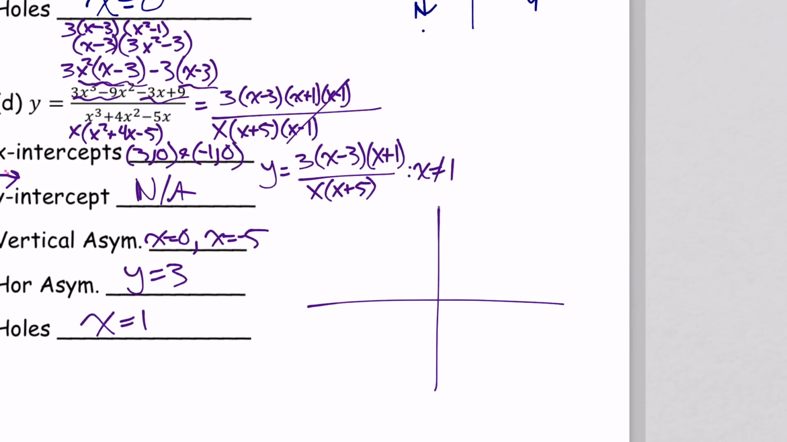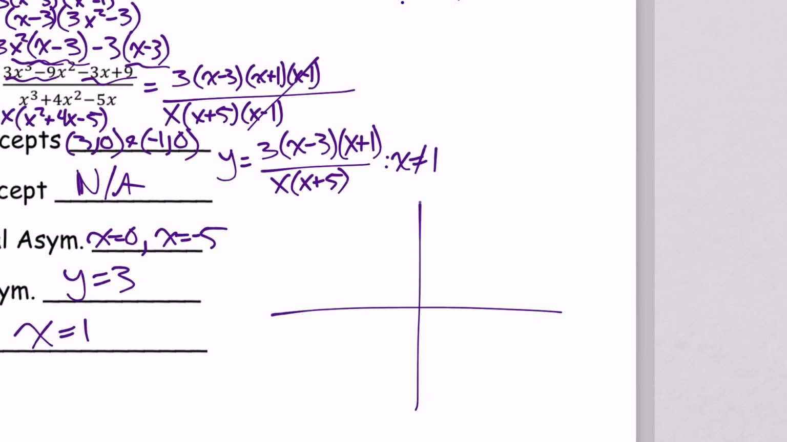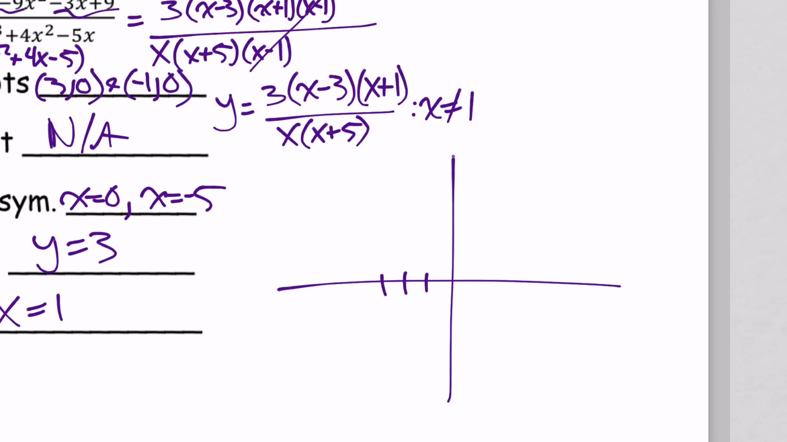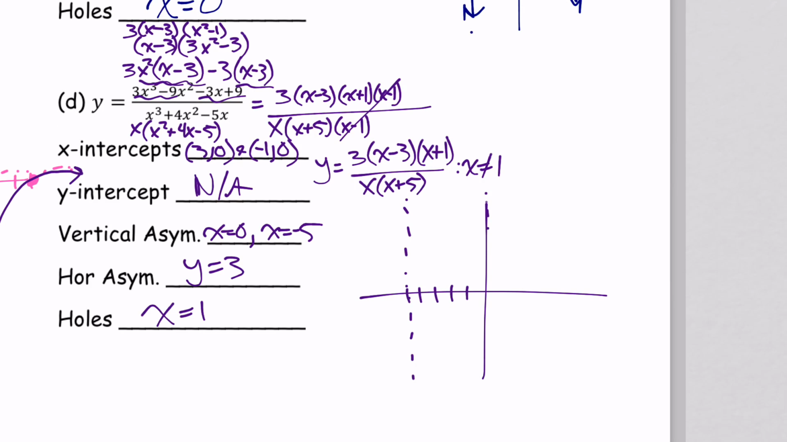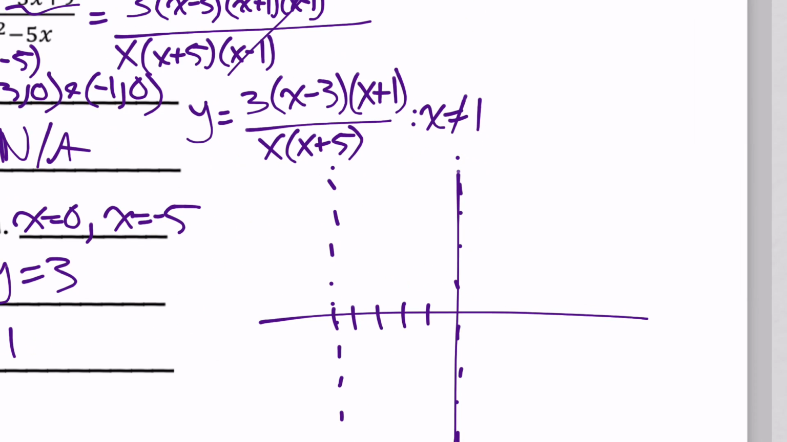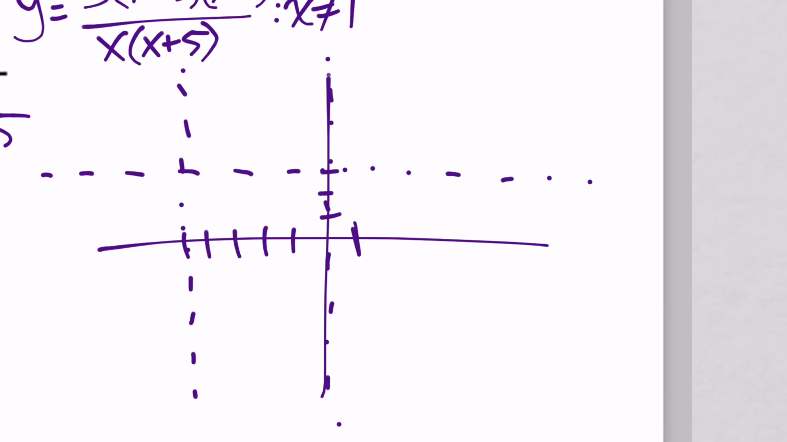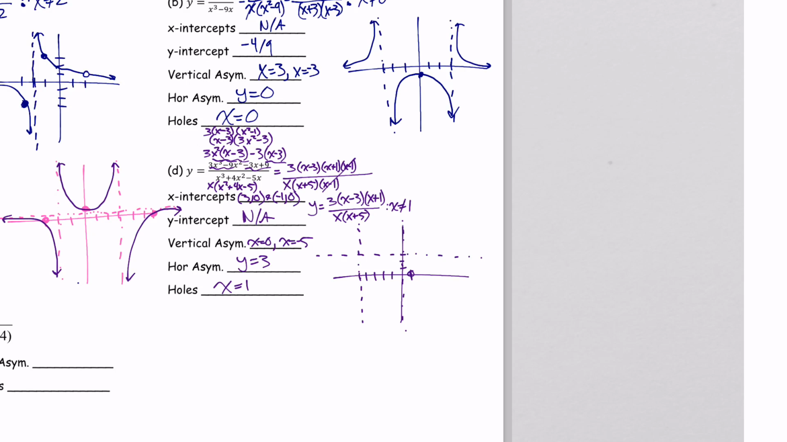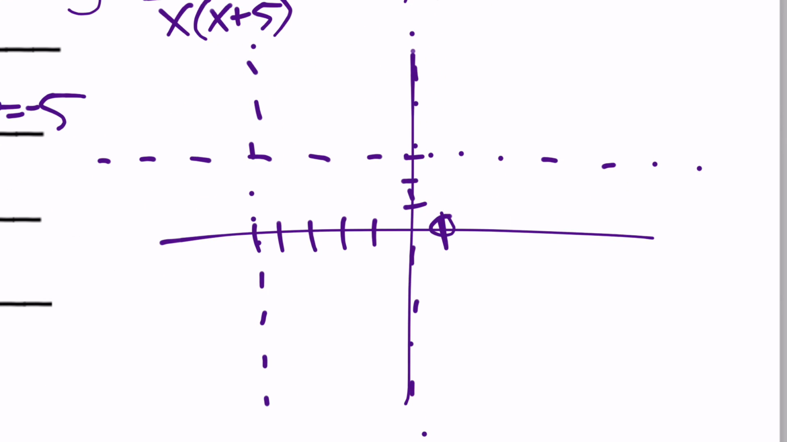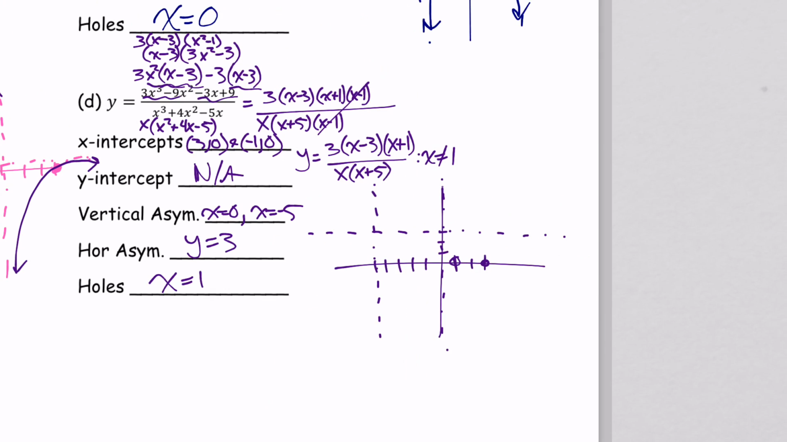And what all do we have? We said we have a vertical asymptote at 0 and negative 5. So 1, 2, 3, 4, 5. Sketch it in. Just like that. We have one at 0 as well, so make it look dashed or something. We have a horizontal asymptote at y equals 3, so let's go 1, 2, 3, dash that in. Okay, what else? We know we have a hole at 1, so let's remind ourselves that we have a hole there. And what else? X-intercepts at 3, so 1, 2, 3, one right there. And at negative 1, so one right there.